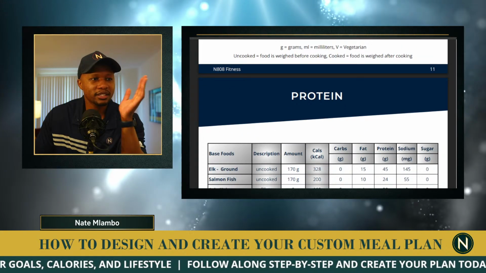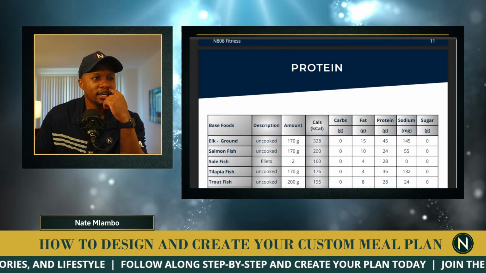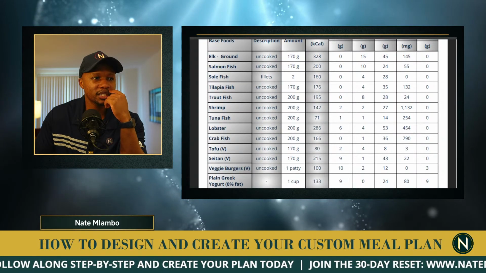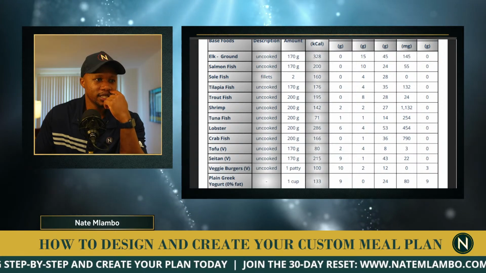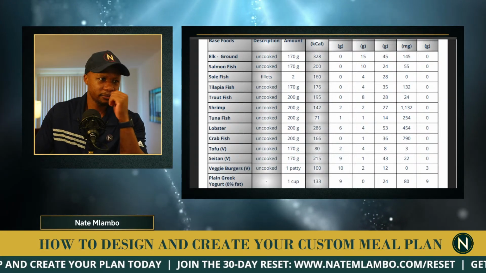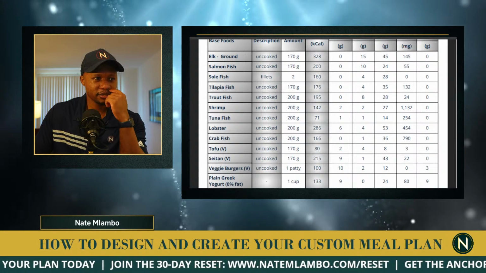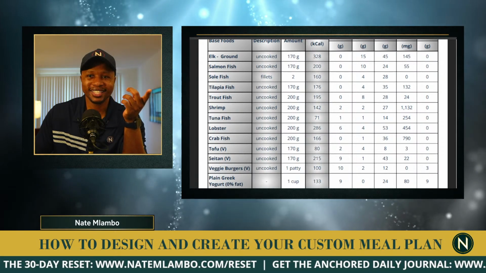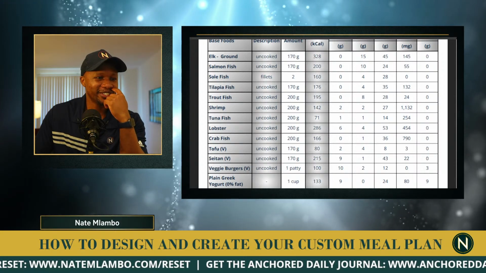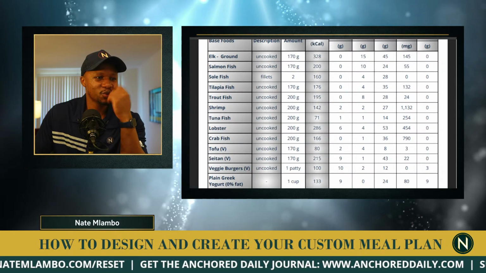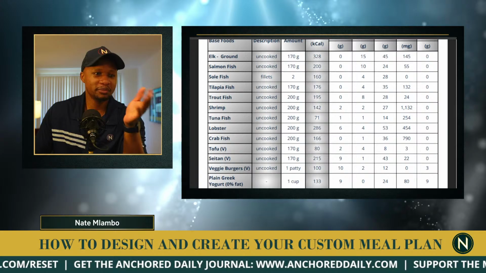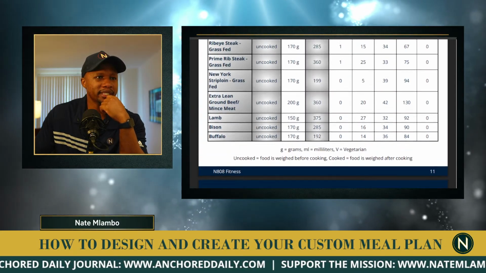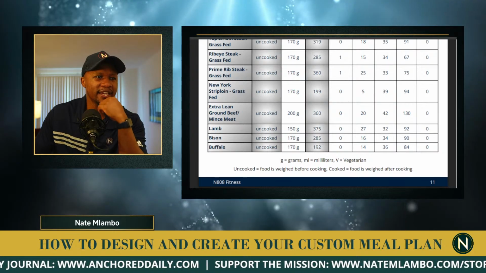Right, so we've got elk, salmon, sole fish, tilapia, trout, shrimp, tuna, lobster, crab, tofu, seitan, veggie burgers, plain Greek yogurt. That's what I was looking for at breakfast, actually. Okay, cottage cheese, soy foods. You've got your protein powder, like supplements. All right, so right now I'm tempted, like in the morning, like midday.